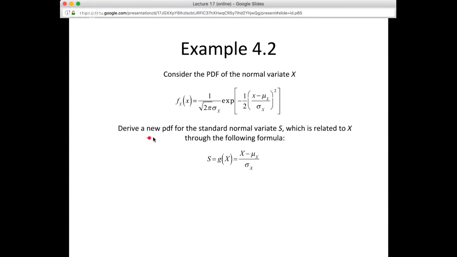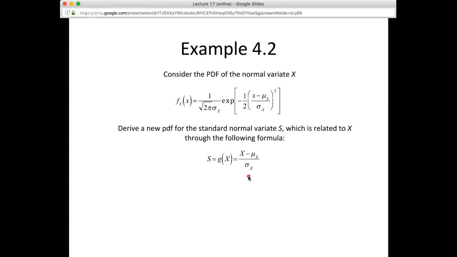Now we're asked to derive a new PDF for the standard normal variate s, which is related to x through the following formula. Of course, you all recognize this as the way we transform a problem involving a normally distributed random variable into the standard normal, and then go from there to calculate probabilities, for example. We know how this works out, but it's interesting to apply our formula and make sure that it works.